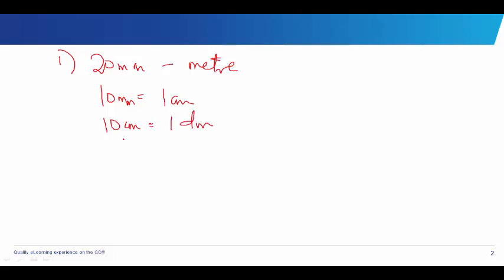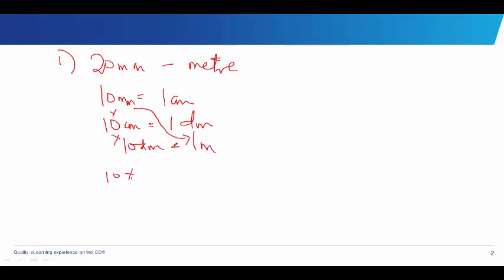Now let's take the first example, which says convert 20 millimeters to meters. Now let me teach you something. Since 10 millimeters equals 1 centimeter, 10 centimeters equals 1 decimeter, and 10 decimeters equals 1 meter. So to convert millimeter down to meter, we'll multiply this times this times this.